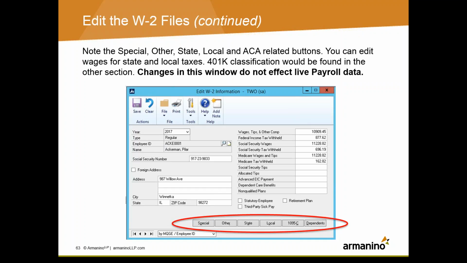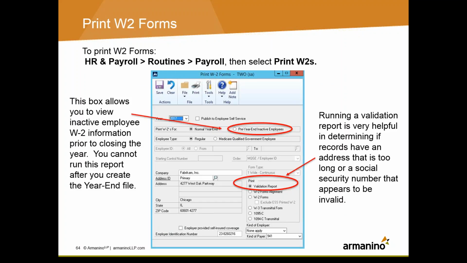Changes made to the employee card after the year-end file was created will not roll down and update this window. If employee master file information was changed, either recreate the year-end file or update the information in both places. Next, you can print out the W-2 forms. You can print the W-2 statements as many times as you want to.